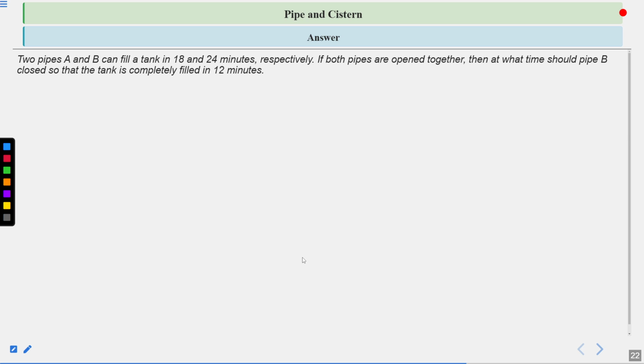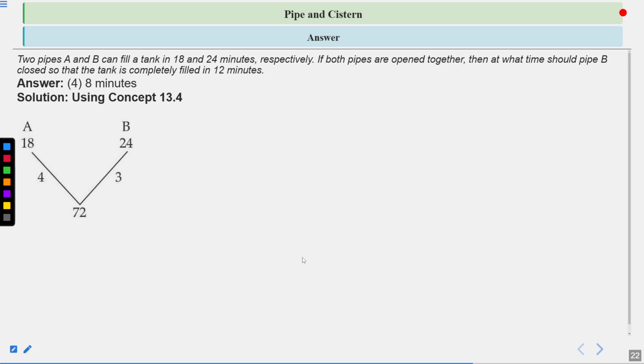The question says that the times taken by pipes A and B are 18 minutes and 24 minutes respectively. So we can calculate the efficiency by taking the LCM of 18 and 24. The question says that if both pipes are open together, then at what time should pipe B close so that the tank is completely filled in 12 minutes? The correct answer of this question is the fourth one, which is 8 minutes. Now see the detailed solution using concept 13.4.